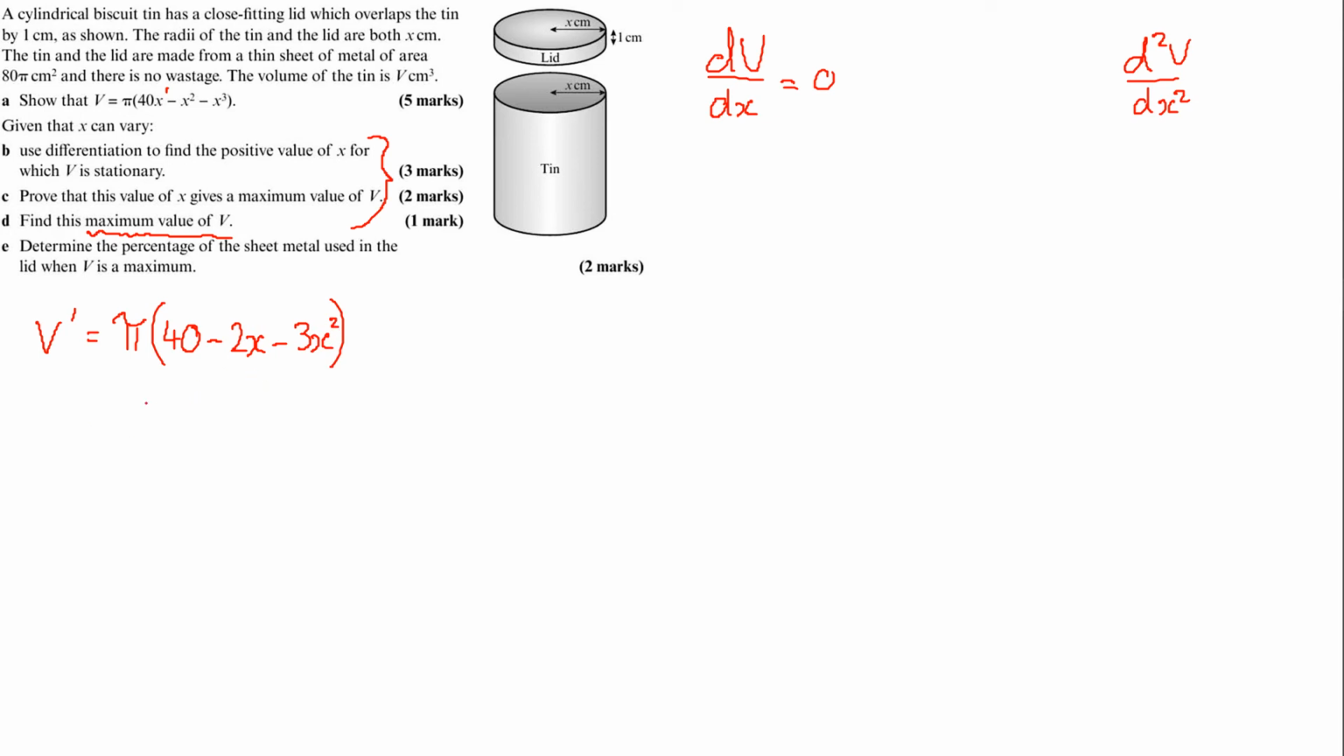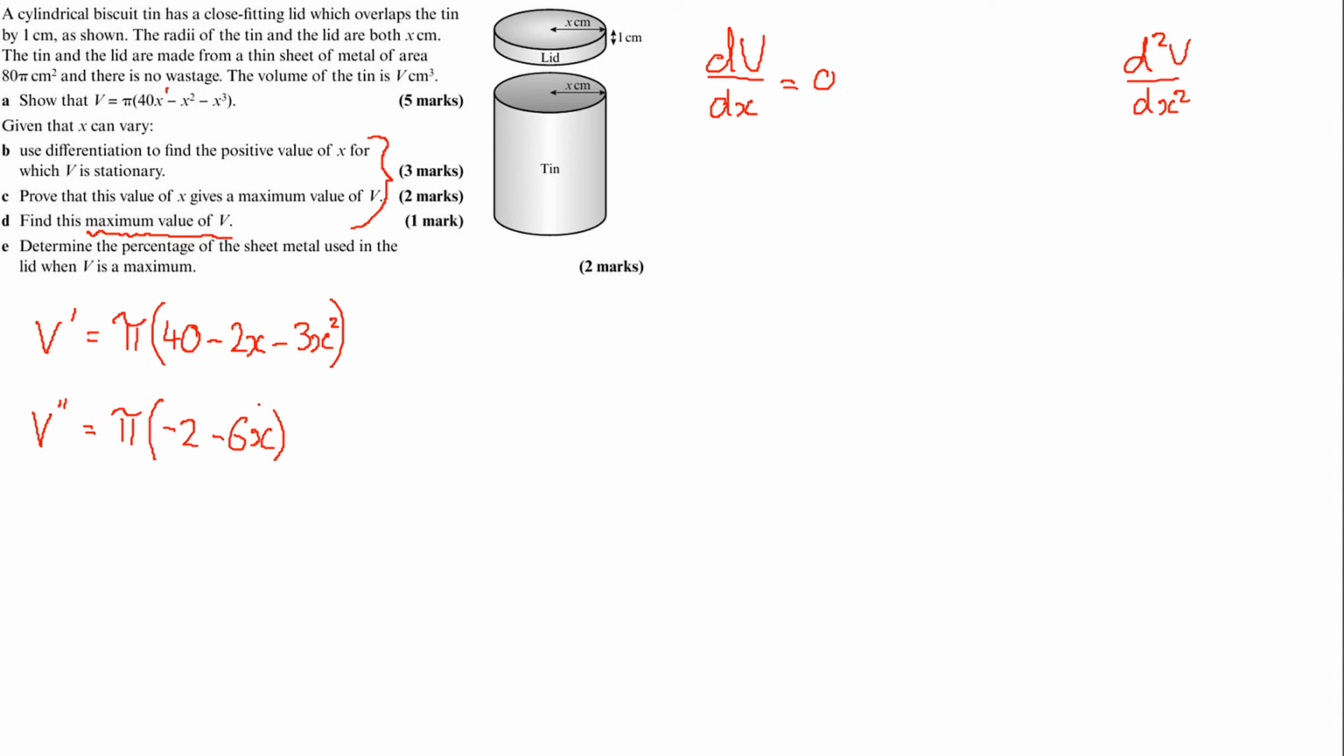Okay. While we're at it, we're going to use this in a second, but might as well do this double derivative, because we'll need it later, which is going to be pi times, that disappears, so you're going to have minus 2, and that's going to be minus 6x.